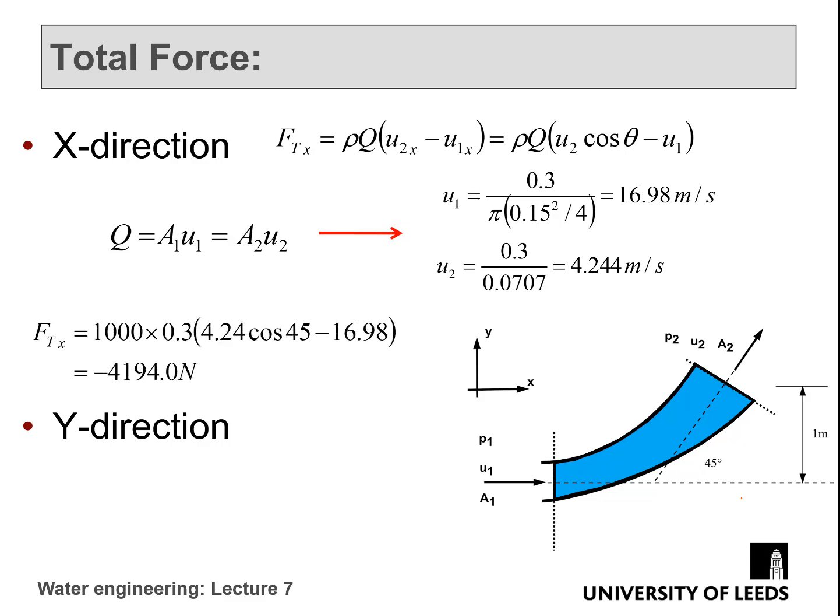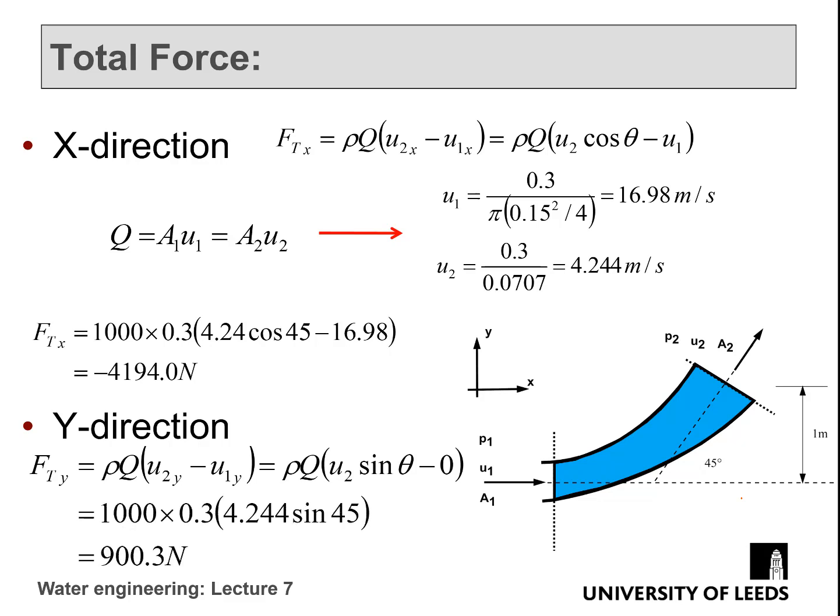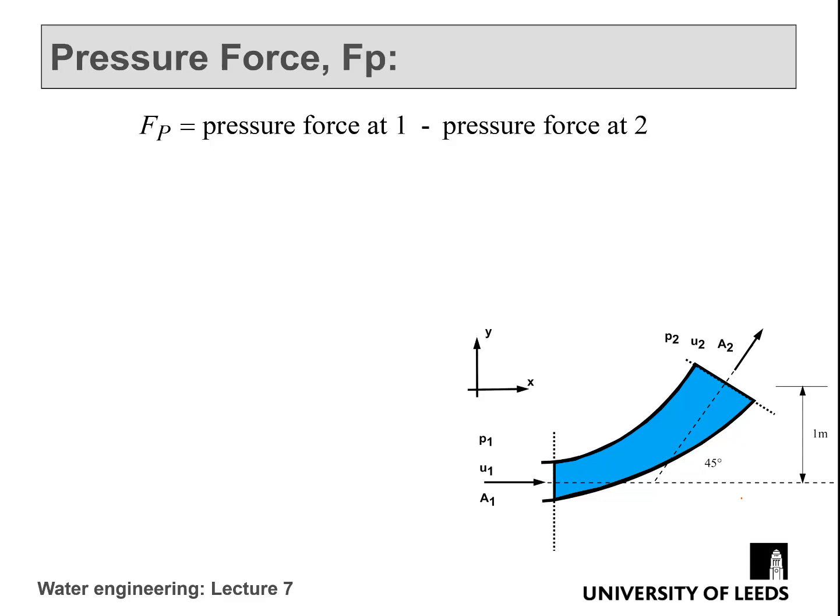and I get here minus 4,194 newtons. So force acting to the left. In the y direction is our general equation, and as we've got y parallel to the inlet, the u1 term drops out. Put our numbers in here and we get 900.3 newtons. So that's the total force.